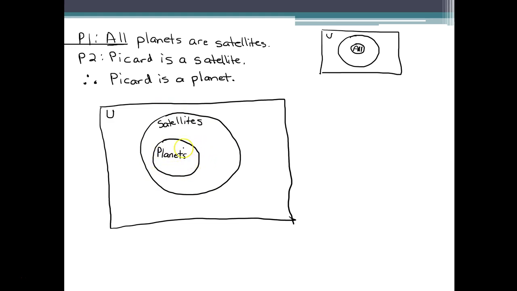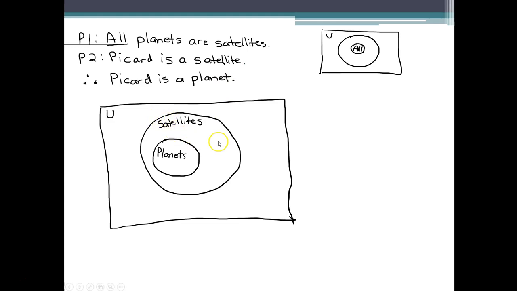All planets go in this circle. They all are found under satellites. Now notice, though, that we still have some space between planets and the rest of the satellite circle, because you could have other things that are satellites that aren't planets. You don't know, so you got to leave that open like that. So the word all, you'll have the nested circles. Whatever all is, all planets, that circle will be found inside the bigger picture of satellites.